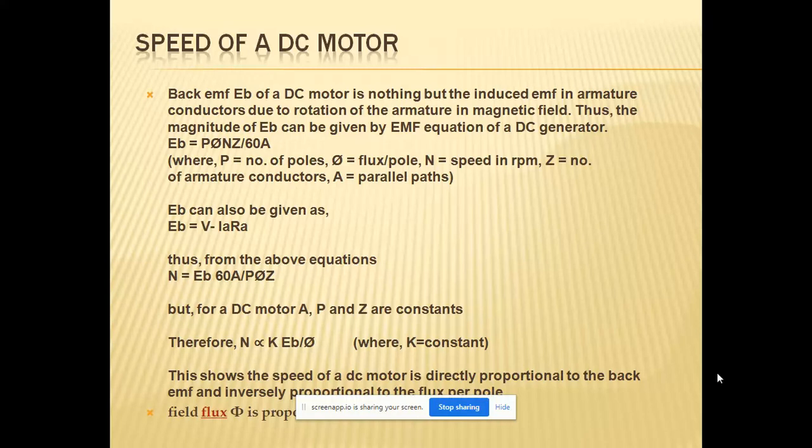Thus, from the above equation, N equals EB into 60A by phi ZP. But for a DC motor, A, P, and Z are constant. That means N varies as K into EB by phi, where K equals constant. This shows the speed of a DC motor is directly proportional to the back EMF and inversely proportional to the flux per pole.